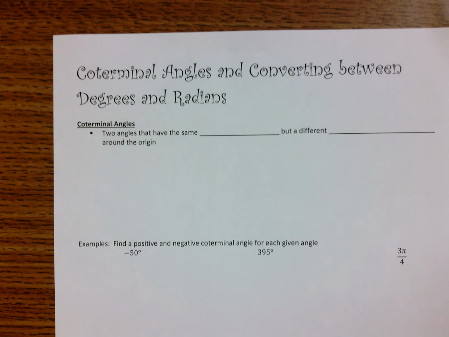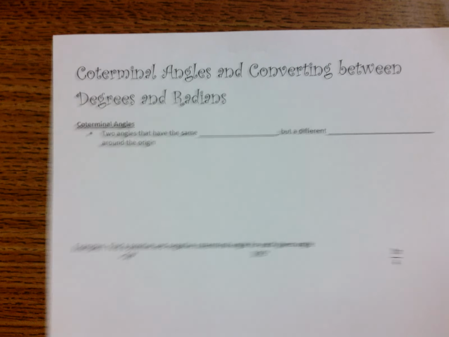So now that we've established how we draw these angles when we want to put them in standard position, and we've talked a bit about radians, today we're going to talk about two different things: coterminal angles, and also converting between degrees and radians. Okay, so let's start with coterminal angles.